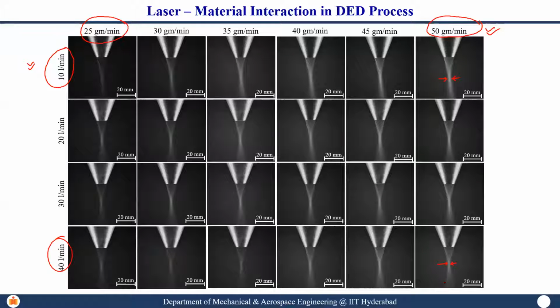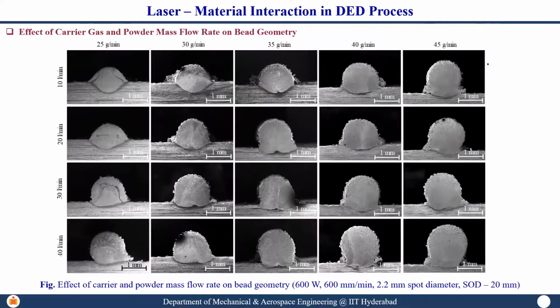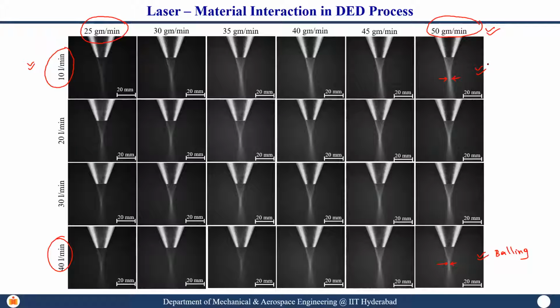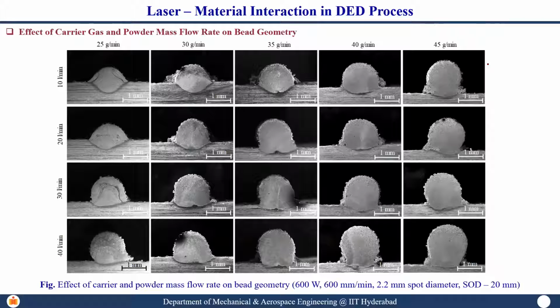Now if you try to fire a laser, in this case most of the energy will get blocked, so you may end up with balling. Here you may get an optimum deposition. So let us try to see what happens. Just remember this table, this whole chart, and then you come to this one. So this is the complete process study that we were carrying out.